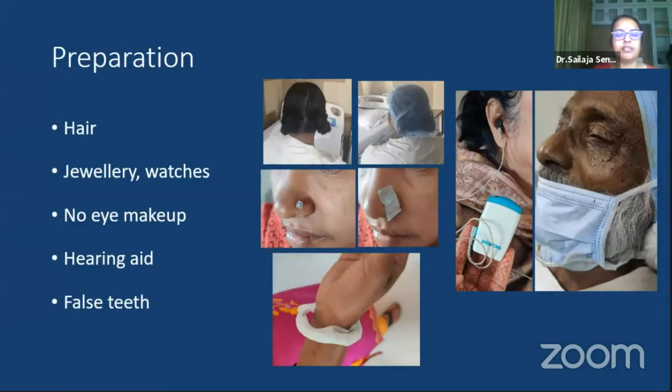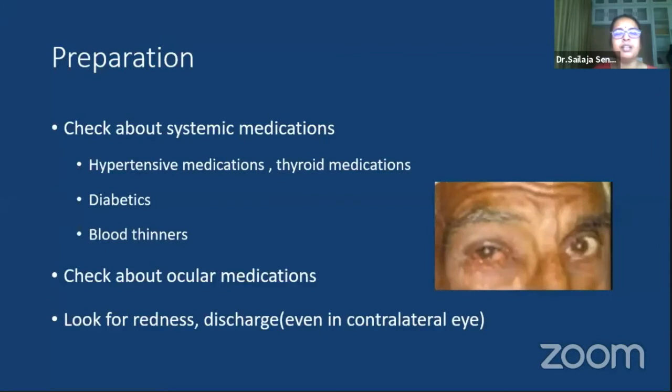If the patient is using false teeth, then they need to be removed. A note needs to be made about the medications the patient is taking, whether systemic or ocular, and make a note of what tablets the patient has taken. Document it. If it's a diabetic, has the patient taken food? Is he on insulin? Then none of us want a hypoglycemic crisis in the OT.